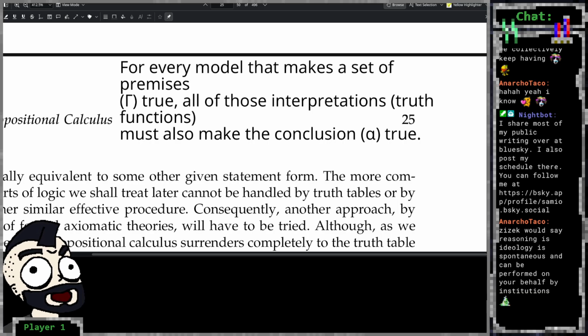Zizek will say reasoning is ideology, is spontaneous, and can be performed on your behalf by institutions. Oof. I will not call that reasoning. I will call that association. The one virtue of formal logic is that it is the enemy of spontaneous thinking. It is rigorous, mechanistic, and done step by step. It has to be drawn out in grueling, precise fashion.